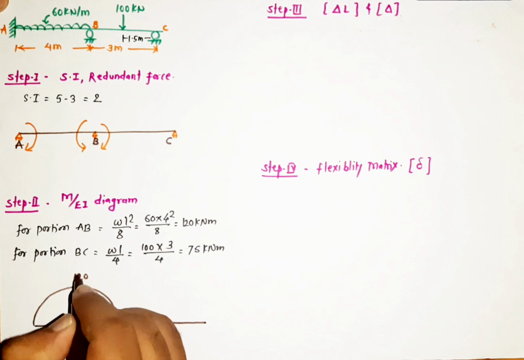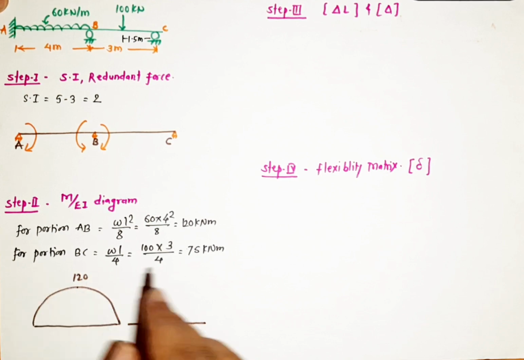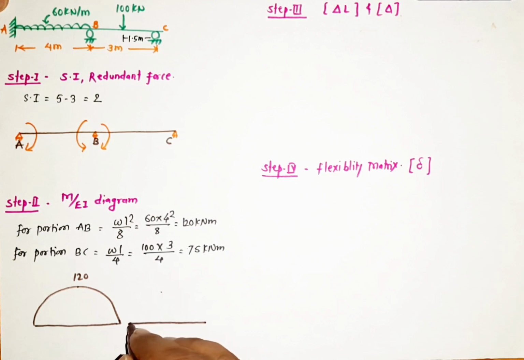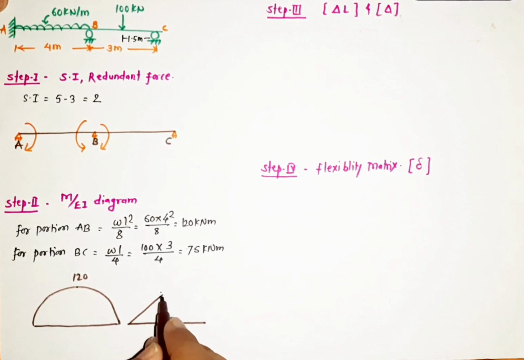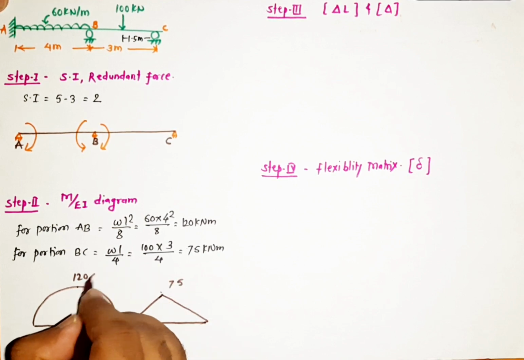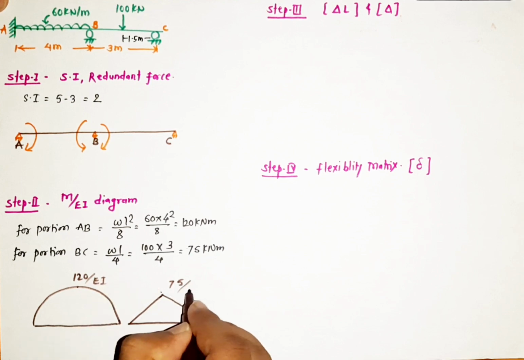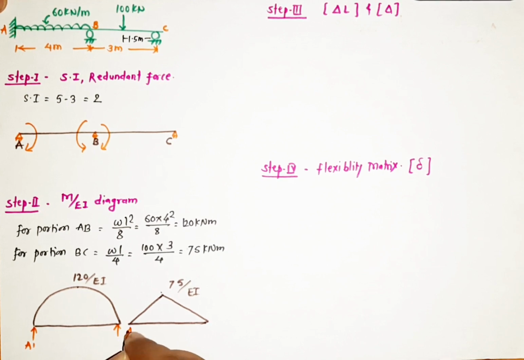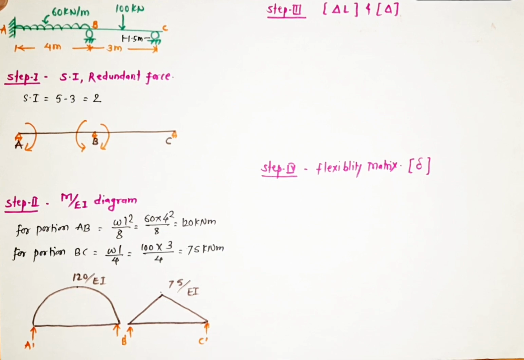120, and portion BC is nothing but a point load. It will be shown as a triangle having the value 75. So when we divide it by EI, it will be the M upon EI diagram. Let us draw a conjugate beam for that. That is nothing but A dash, B dash for these two spans separately, and C dash.